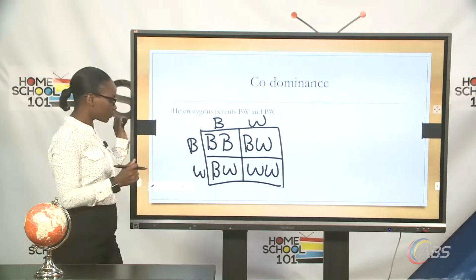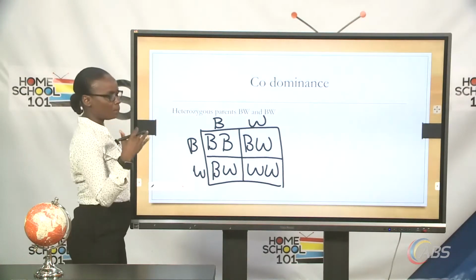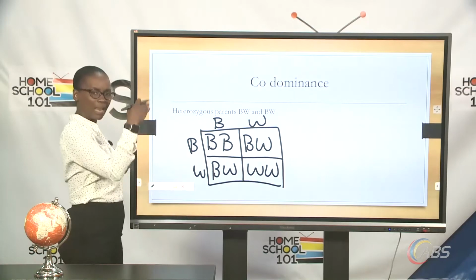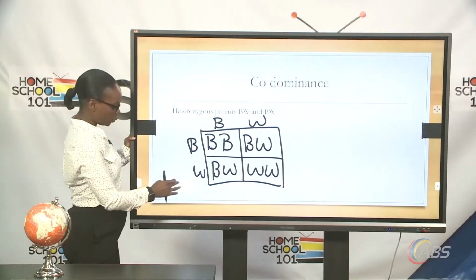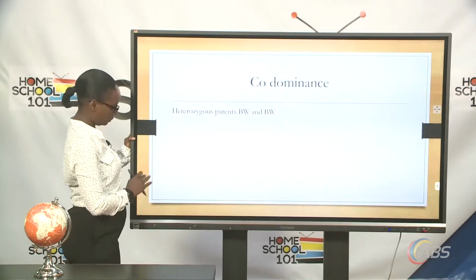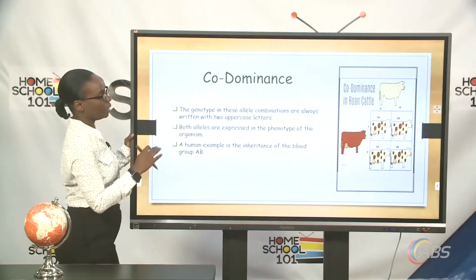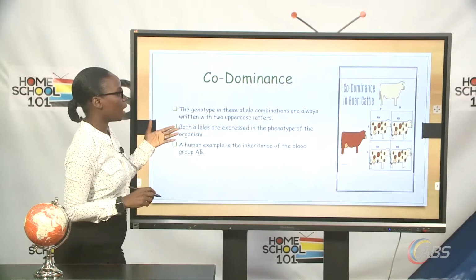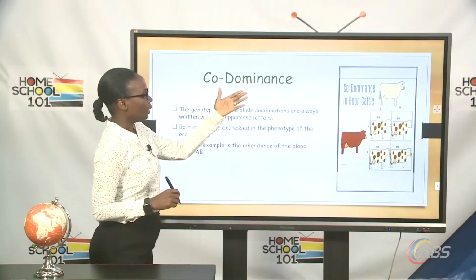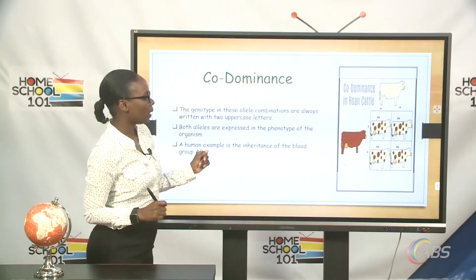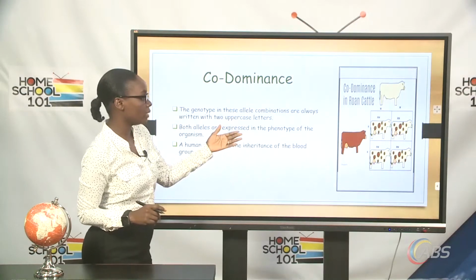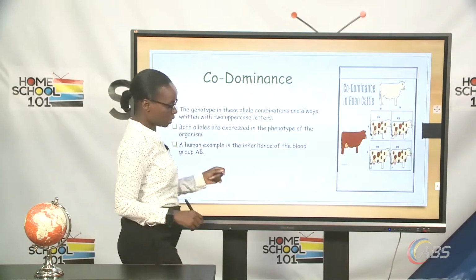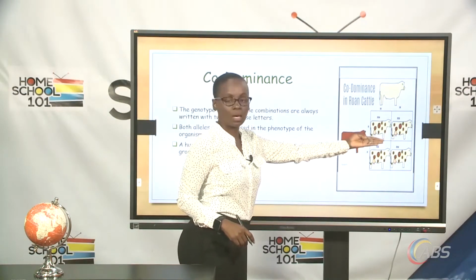All right? And we looked at the percentages and so on last class, so we're not going to go too deep into that today. Now, this is another example of the codominance. We see it in cattle as well. One is white and one is red, and you see the splashes of red that are on the cows.